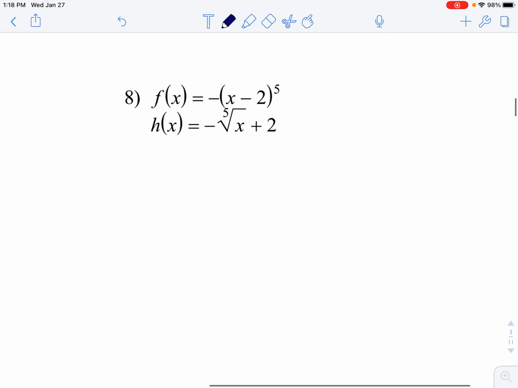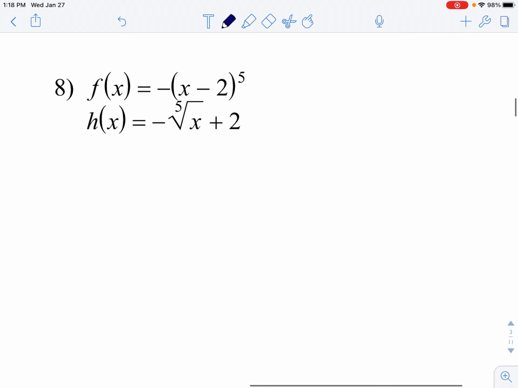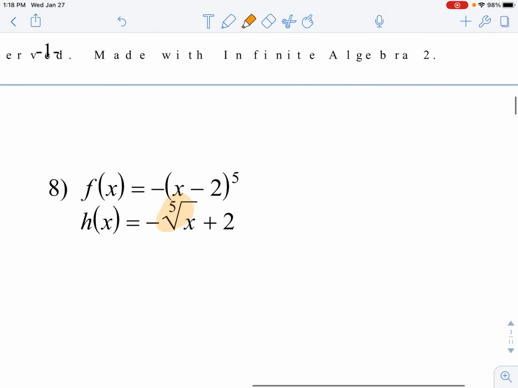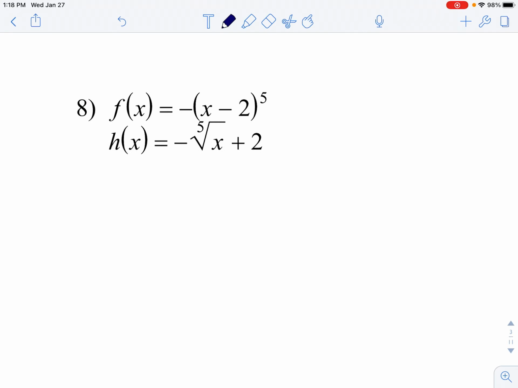All right, let's look at this one. Now this one also has a fifth root in it, right? Kind of like this one, but it has a fifth power in it. And if you think about raising things to powers and taking roots, they're kind of opposites of each other. I get a good feeling that this one's going to be a yes, but let's check it.